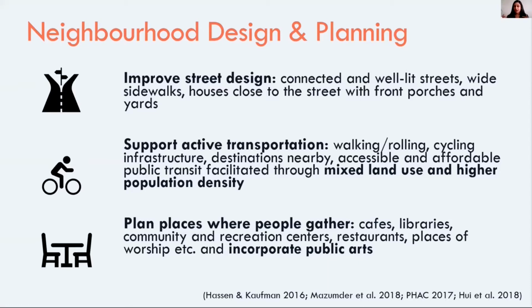And so if we think about it, actually having separated bike lanes for safety, accessible and affordable public transit, and this is all facilitated through mixed land use and higher population density. And we also need to plan places where people gather, like libraries, community and recreation centers, restaurants, places of worship, and also incorporate public arts. And so hopefully by now, it's starting to become clear how all these pieces really work together.